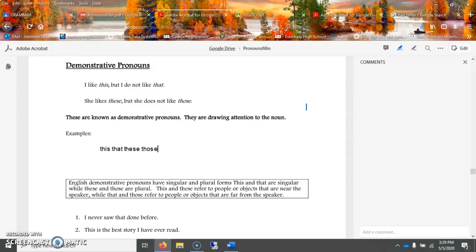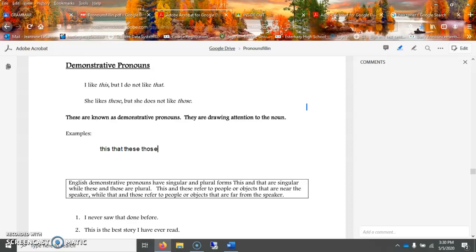This, and if I were to say these paper clips that are really close to me, if I have more than two, which I do here, these paper clips versus those paper clips. So again, this and these refer to the people or objects that are really, really near to me, the speaker, that I might even be holding, while that and those are far away.